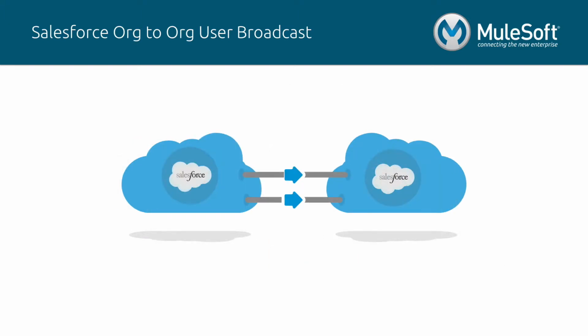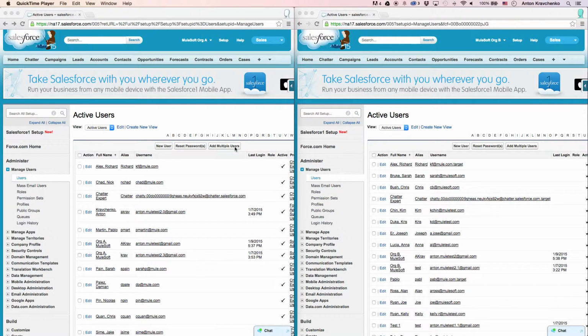In this video, I will show you an example of an organization that utilizes this template to broadcast its users from one Salesforce instance to another in real time. We will also specify a filtering criteria. In this case, a user will be filtered depending on the activation status. Right now, let's see how it all works.